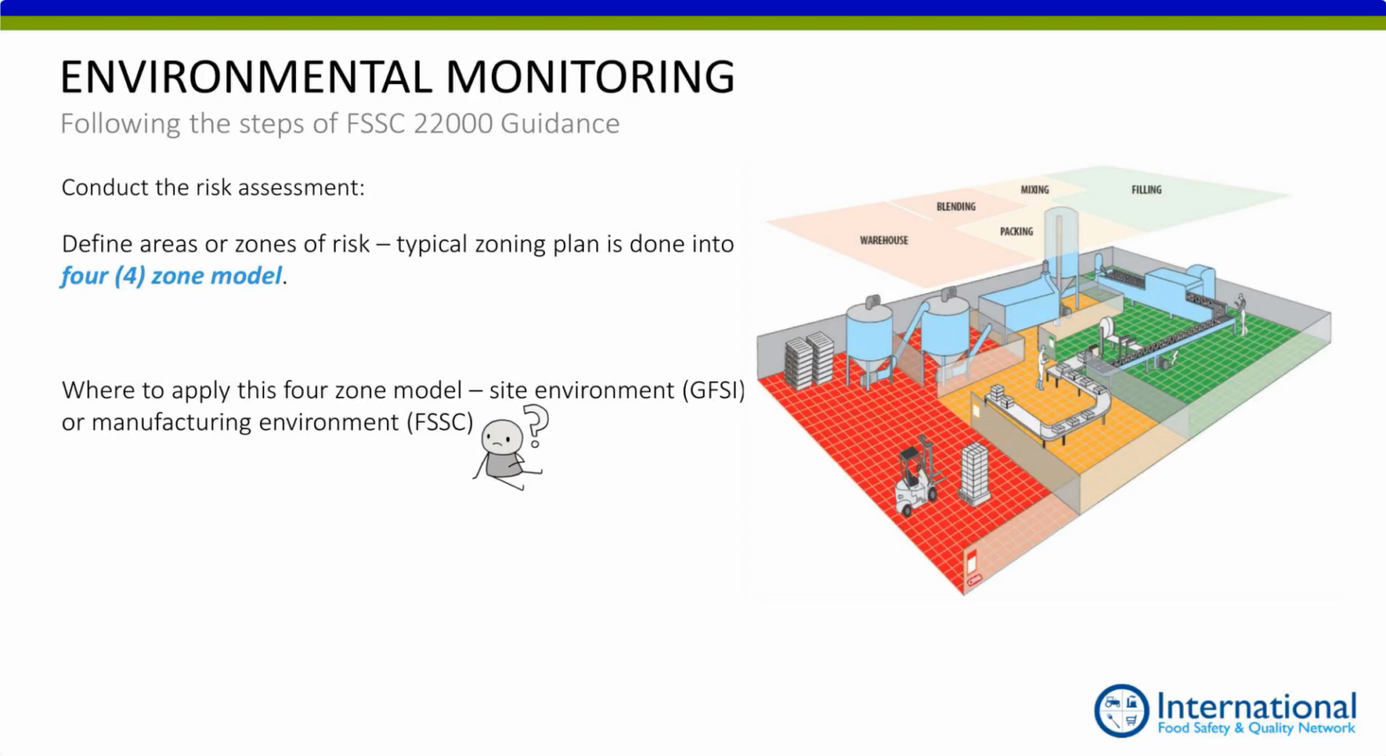So when guidance is saying you have to conduct the risk assessment, they say first define areas or zones of risks. So mainly when we are talking about the zones of risk, we are talking about typical zoning plan that is done in 4-zone model. But when we think about this 4-zone model, we need to think about the GFSI and the FSSC definition, and then we should ask ourselves where to apply this 4-zone model. Is it a site environment or is it a manufacturing environment? Because zones are completely different.